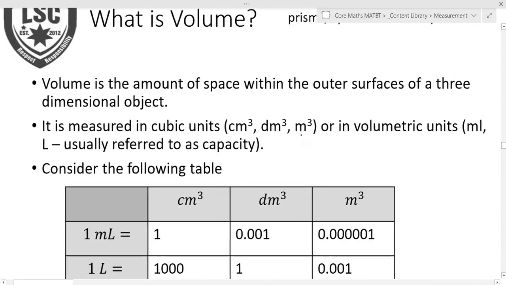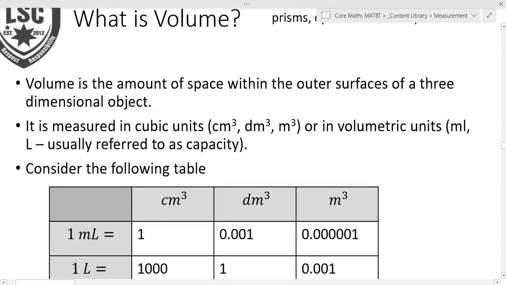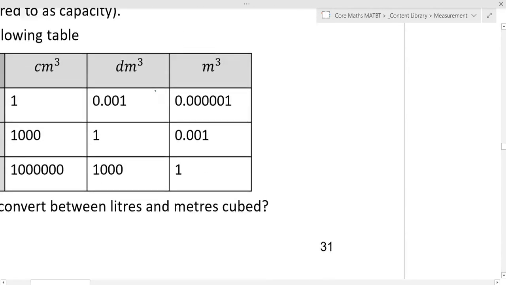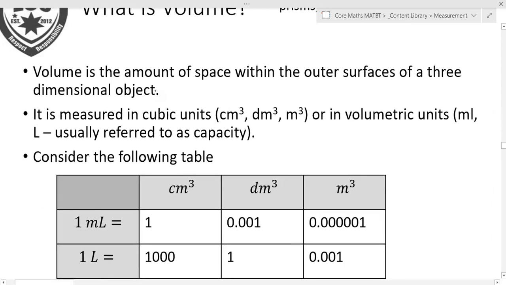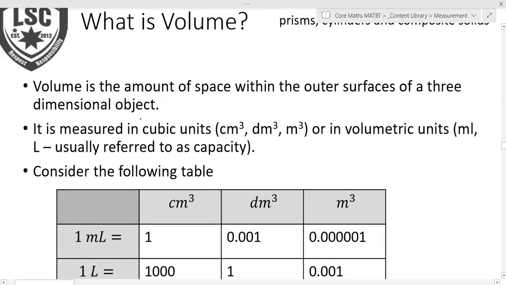Right, so again, what's volume? Let's go to the next slide, which is slide number 31. So what's volume? It's basically the space within a 3D shape, a three-dimensional object. That's the main thing you're going to look at. Volume is a space within a 3D shape. That's all volume is. Space within a 3D shape.